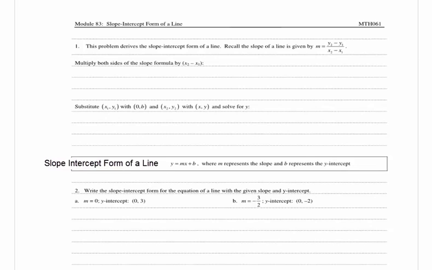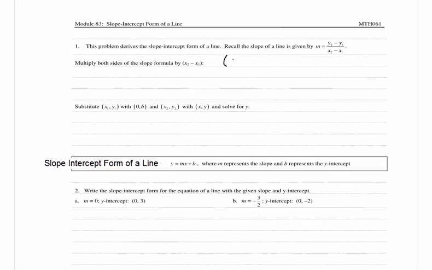And the first thing they want us to do is multiply both sides of the slope formula by x2 minus x1. So we'll have x2 minus x1 times m is equal to y2 minus y1 divided by x2 minus x1 times x2 minus x1. And when we do this, we get m times x2 minus x1 is equal to y2 minus y1.